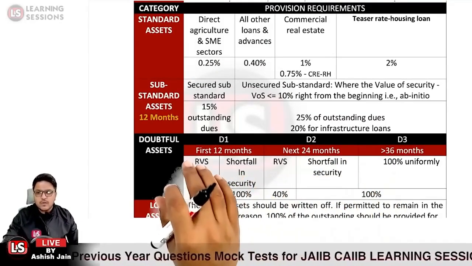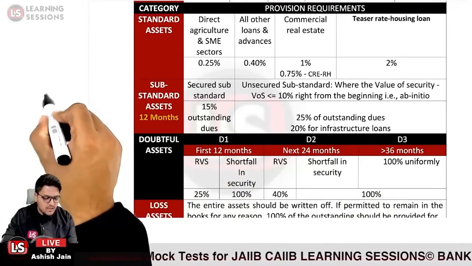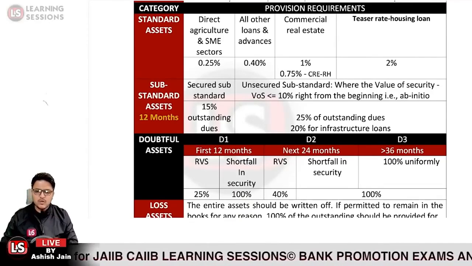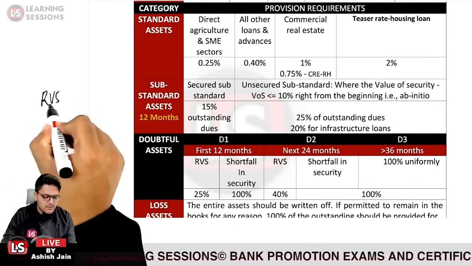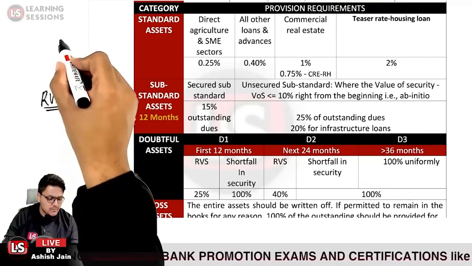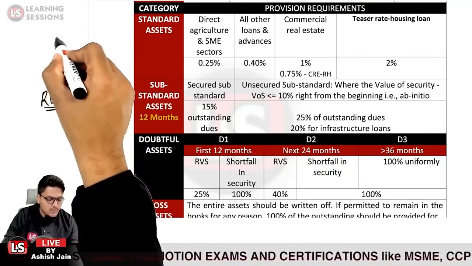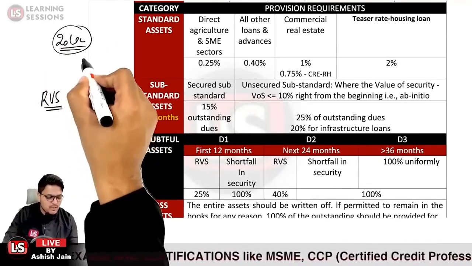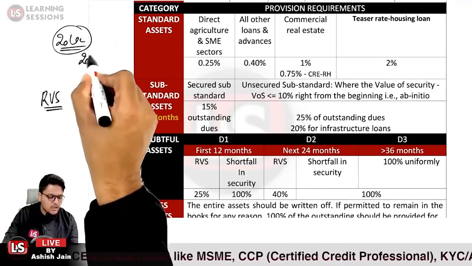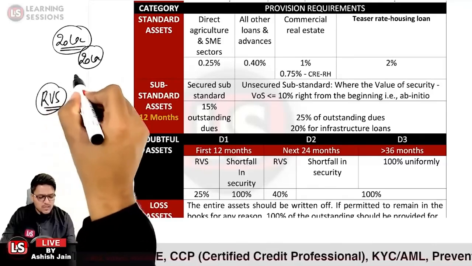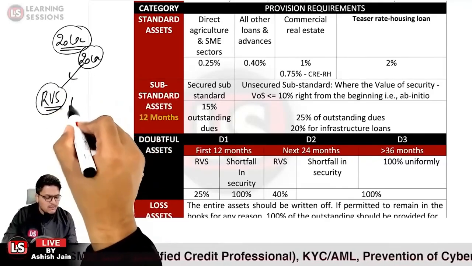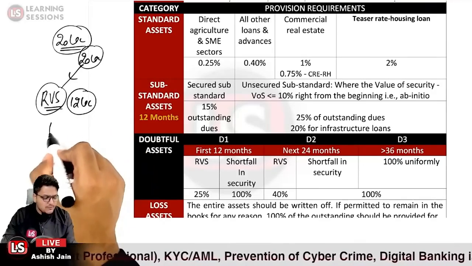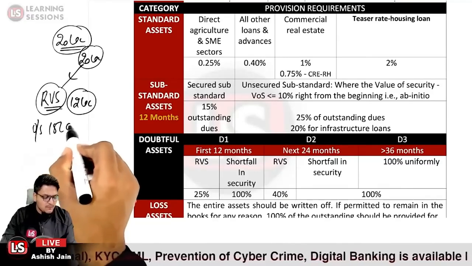In the case of the doubtful category, we will be considering the realizable value of security. Now, what does realizable value of security mean? Let us take the case that at the time of sanction, the loan sanctioned was rupees 20 lakh, and the value of security available was equal to the loan amount, that is 20 lakh. But right now the realizable value of the security is 12 lakh rupees, and the outstanding balance is 15 lakh rupees.